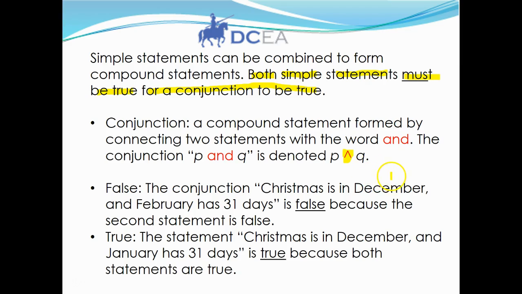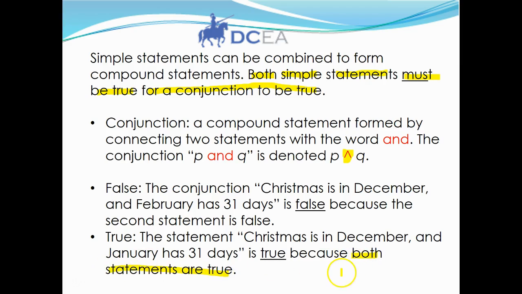Let's go over a false statement. The conjunction Christmas is in December and February has 31 days is false, because the second statement is false. February has 28 or 29 days. True. The statement Christmas is in December and January has 31 days is true because both statements are true.